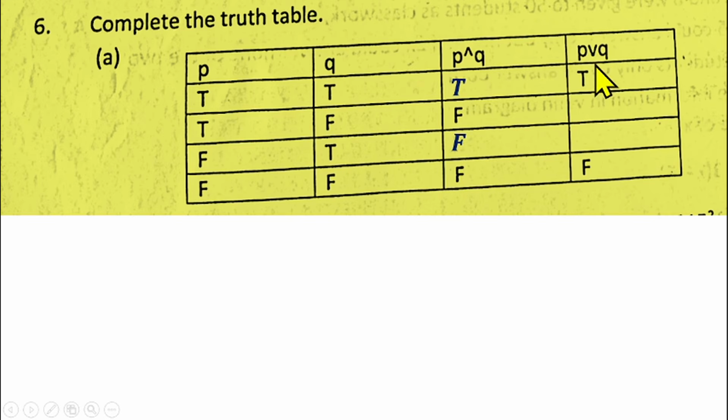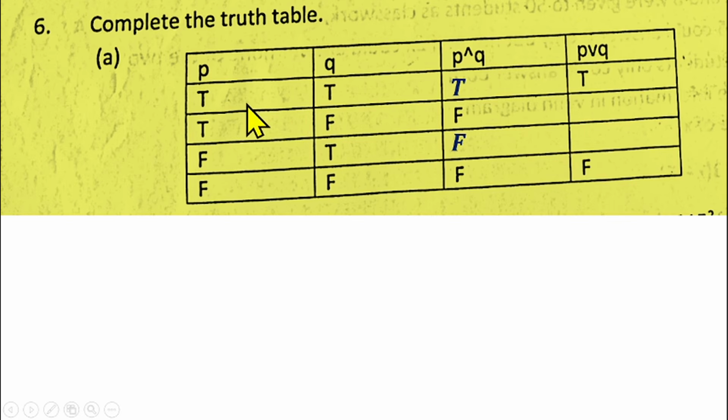Then for or, you are joining these two simple propositions together using the connective or. You're having these two simple statements joined together by the connective or. So you have to fill in this gap and this gap. When it comes to or, it is only false when the two simple propositions are false. When this is false and this is false, you're going to get false. Every other one is going to give us true.